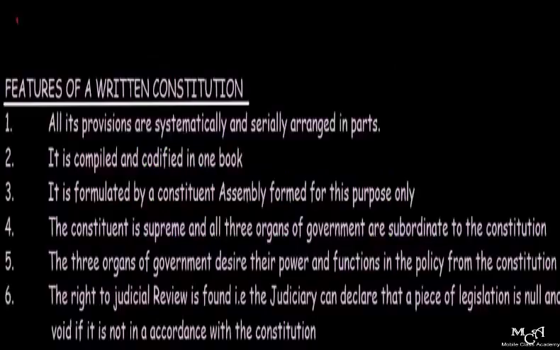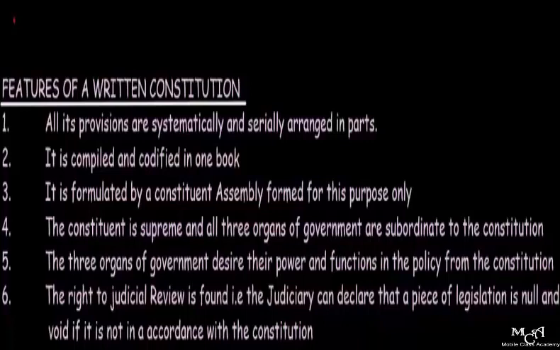That brings us to the features of a written constitution. We have listed 6 features here, and I know that there are more. There are more that we can look into subsequently, but here we have listed just 6 features of a written constitution.